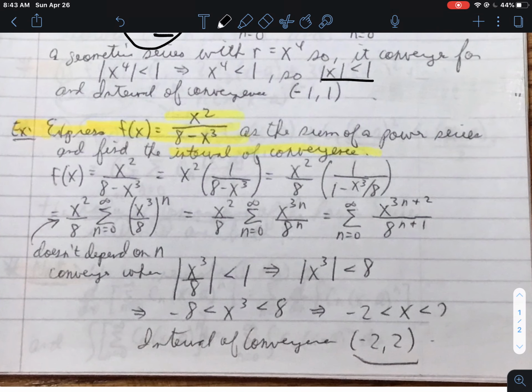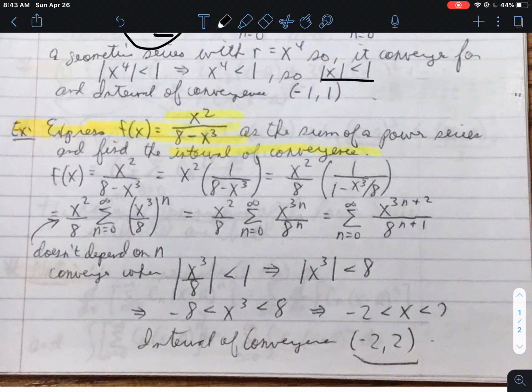Next one, express the function f of x equals x squared over 8 minus x cubed as a power, or sum of a power series. Right, so kick it up a notch. Find our interval of convergence.